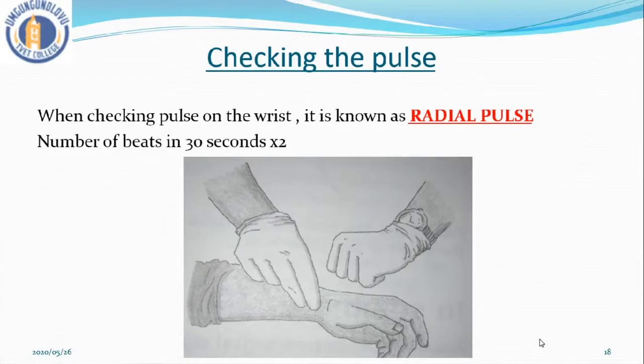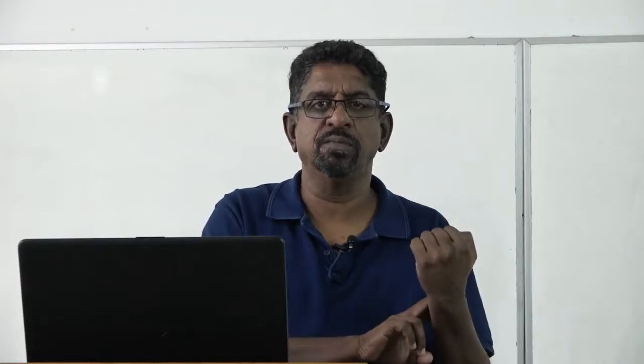Checking the pulse. When checking the pulse on the wrist, it is known as the radial pulse. So when you're checking somebody's pulse on the wrist, it's here in line with the thumb, and that's where your pulse is, known as the radial pulse. How to check the pulse? Well, you count in a minute how many beats there are, and that will give you an indication of whether the pulse is correct or incorrect. I will explain to you further about how many beats there should be for each age group.